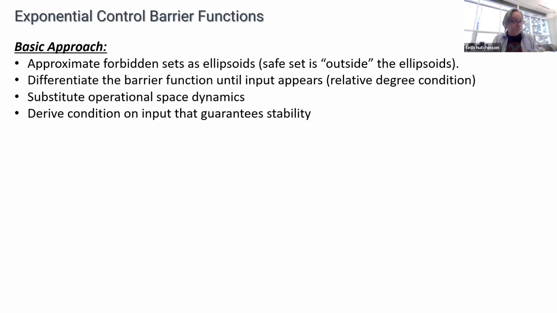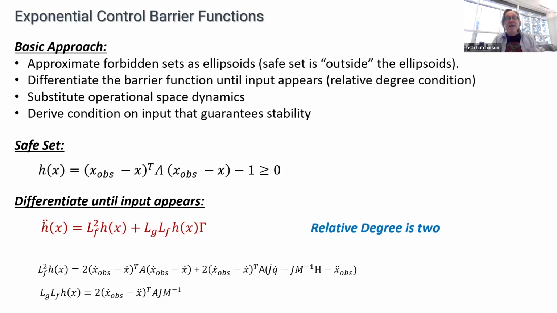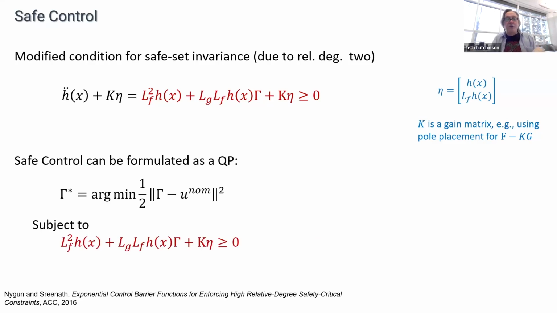And here's the basic approach. I'm going to model all the obstacles in the world by ellipsoids. That's how I'm going to define my barrier functions. Safe sets look like this, right? It's just an ellipsoid. A is a positive definite matrix in the middle. Differentiate that thing until the input appears. It's a relative degree 2 system. That's the equation on the bottom. The L's are Lie derivatives. Doesn't matter much here. What matters is you can eventually arrive at a condition that has to be satisfied. And it's this red condition, right? That a certain combination of derivatives of the function h has to satisfy this inequality.